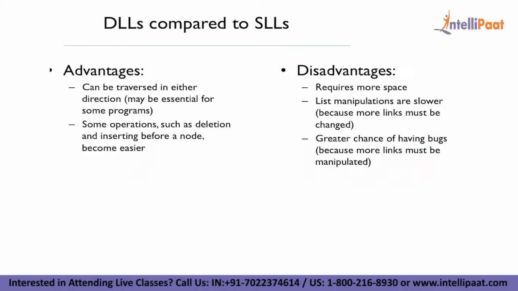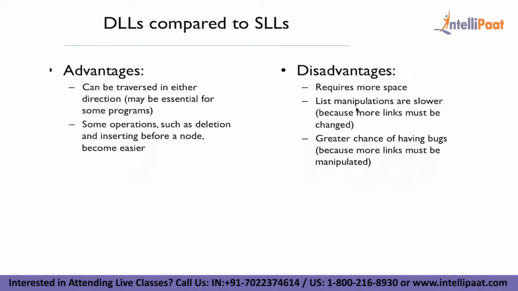So what are the disadvantages? DLL or doubly linked list requires more space, because now in a doubly linked list each node has an extra link to its predecessor, so it requires extra memory. List manipulations are slower because more links must be changed. So if we want to change links in bulk, this is a tedious operation. There are greater chances of bugs because more links must be manipulated.